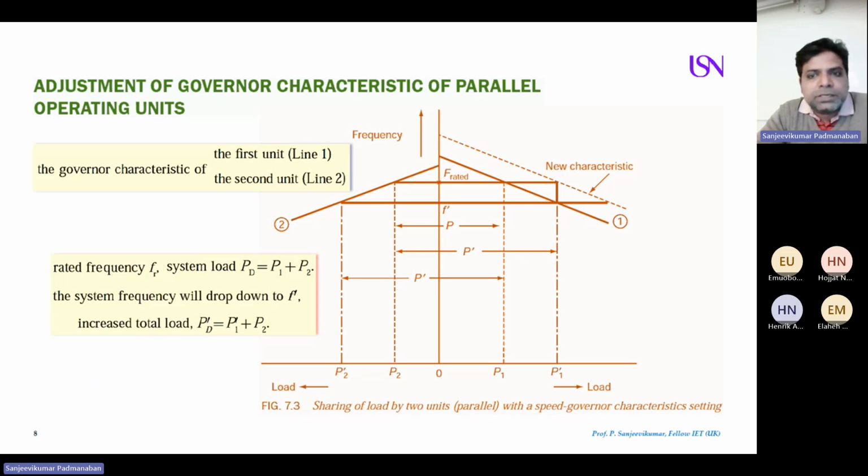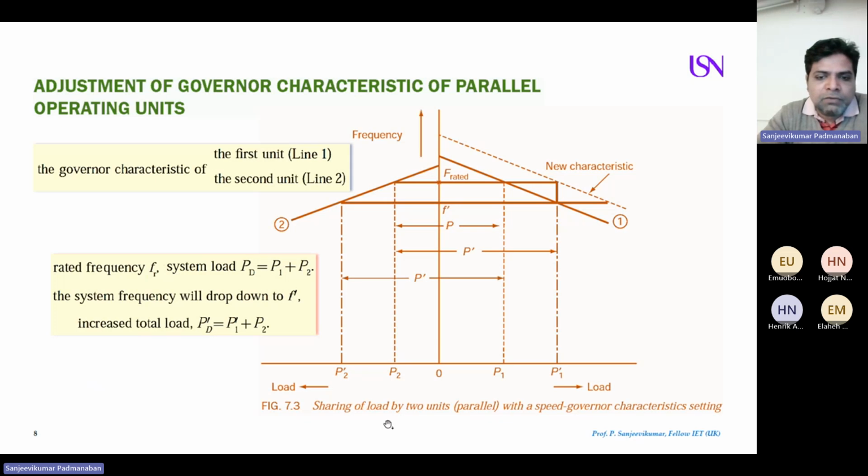So now, how do we adjust the parallel operation of the characteristic of a single generator unit? You can have two units. Now we are taking an example. We have governor characteristics of two different lines. For example, the first line is here, you can see on your right hand side. On the left hand side, you have the second line. So there are two lines feeding the system.